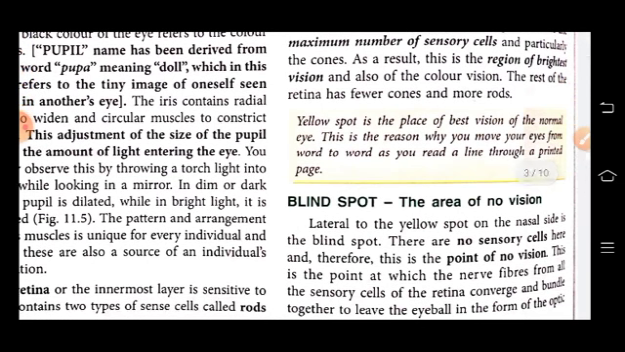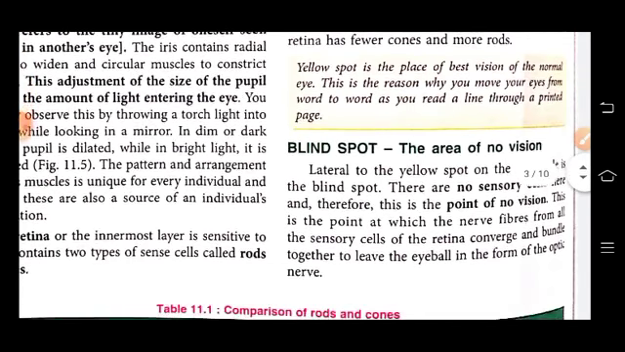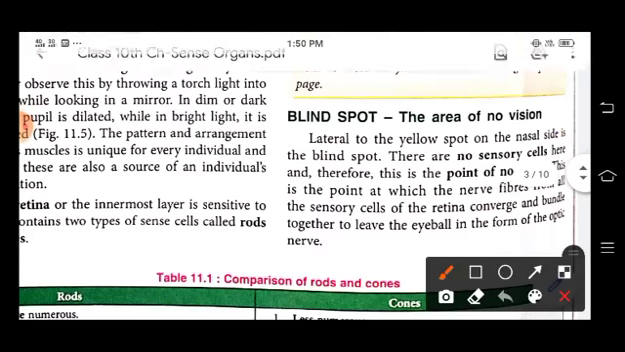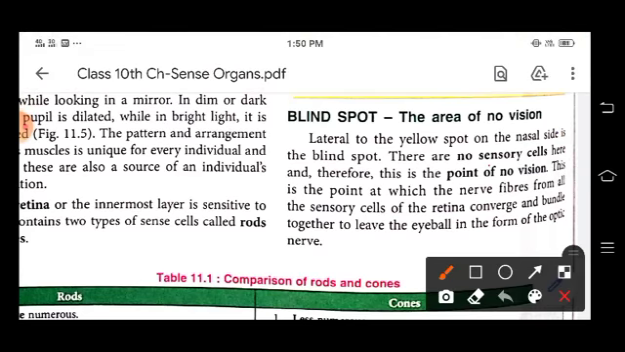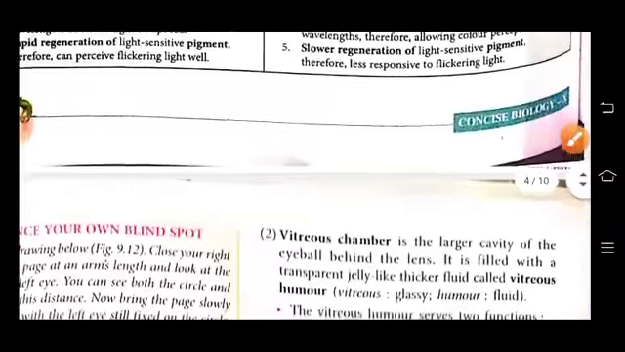The rest of the eye has fewer cones and more rods. Now the blind spot is the area of no vision. It has no sensory cells and therefore this is the point of no vision. Now here is the comparison of rods and cone cells, children.